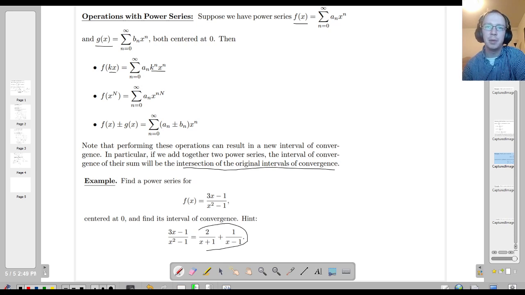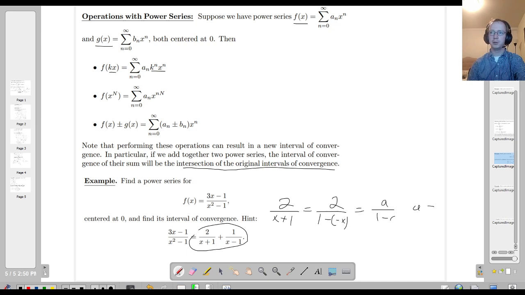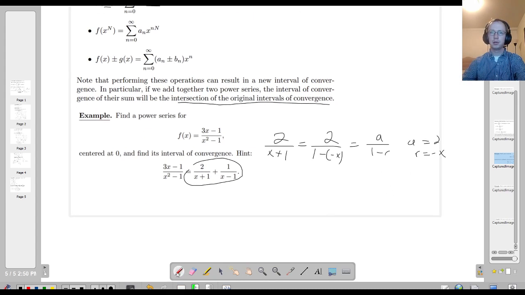I bet I could find power series for each of those guys. They each already look almost like a over 1 minus r. So let's start with the first one, 2 over x plus 1. If I was going to write that as a over 1 minus r, I would need to write it as 2 over 1 minus negative x. So I've got a equals 2, r equals negative x. Okay, so this first guy is going to be the sum of a r to the n, so that's 2 times negative x to the n.